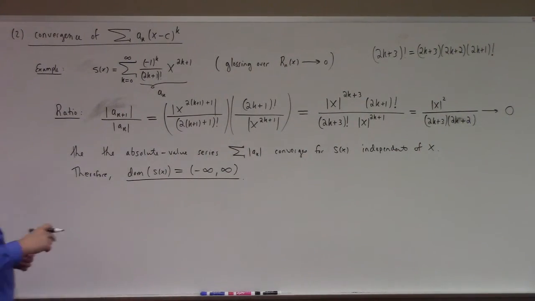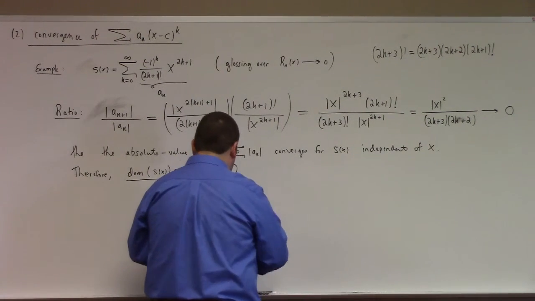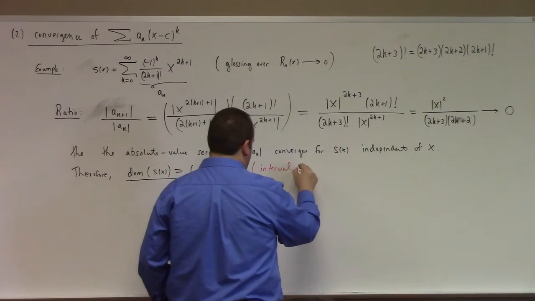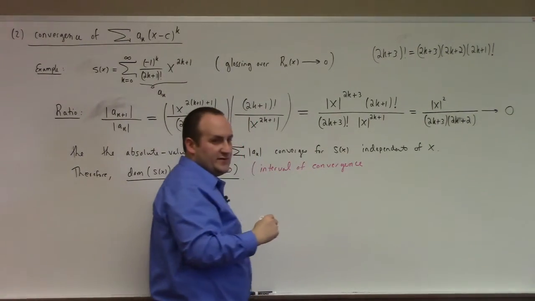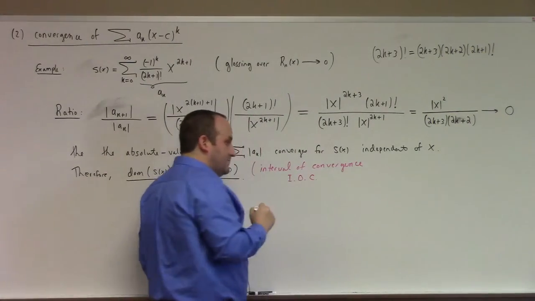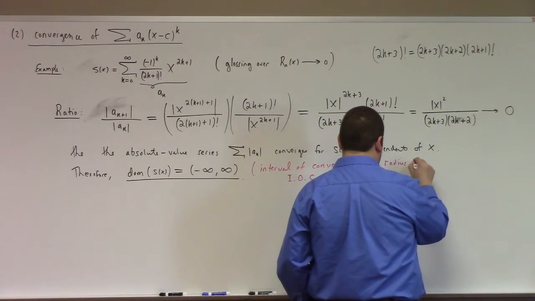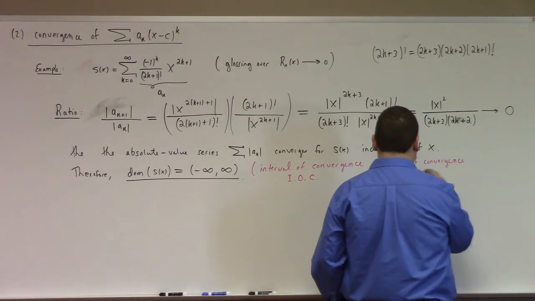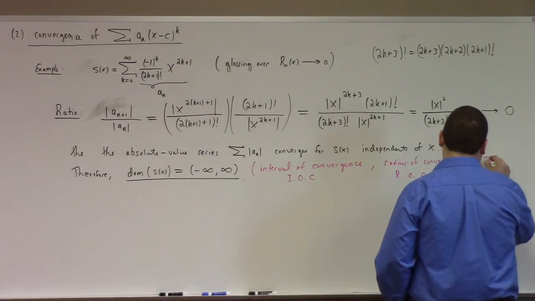This, by the way, is called the interval of convergence. The domain of a power series has a special name. This is the so-called interval of convergence. Now, I personally get tired of writing interval of convergence, so I will shortly start abbreviating this by IOC, and you are allowed to do the same. And the radius of convergence, sometimes also known as what? The ROC. I also call it big R. That's equal to infinity here.